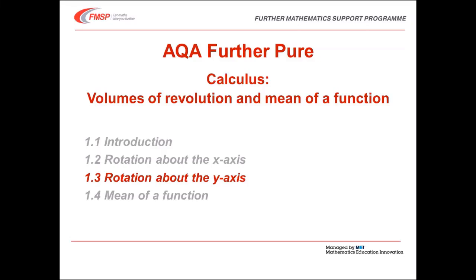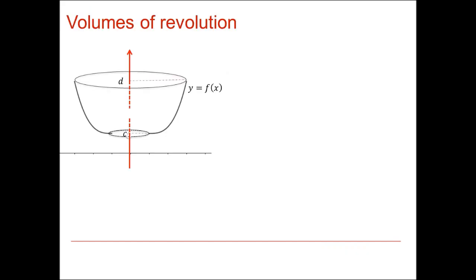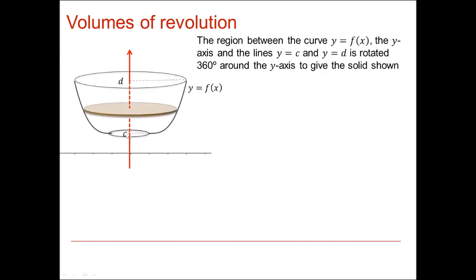This is a video for AQA Further Pure Mathematics Calculus, section 1.3. We're looking at volumes of revolution, this time rotating about the y-axis. We can see from this diagram that when we're rotating about the y-axis, the radius of the disk that we get is going to be given by x, and the width of the disk is delta y.